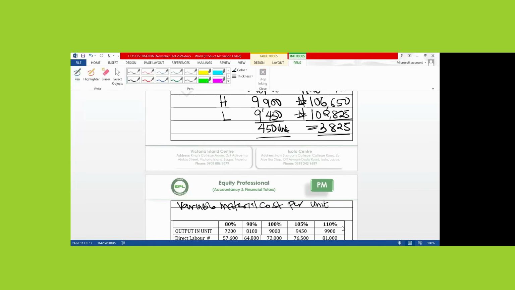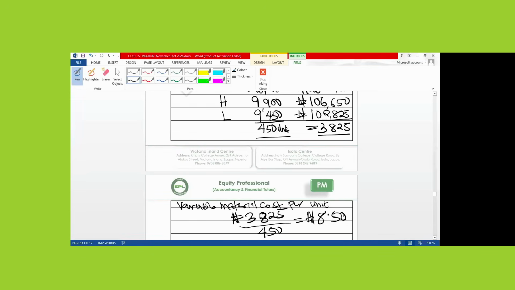Please remember, there is no fixed cost here. We are only looking at material cost after 100%. Material cost per unit: I will now do it like this. 3,825 divided by 450 is 8.5, 8 naira 50 kobo.